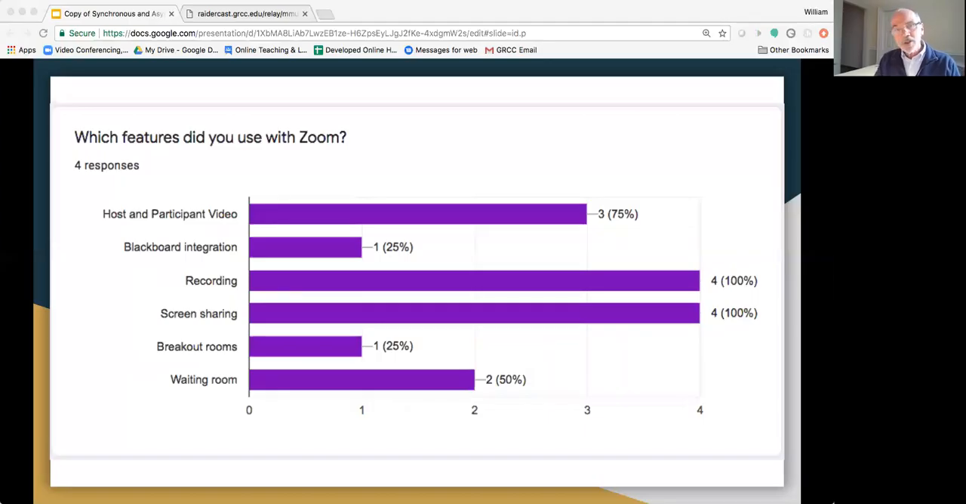So I asked what features they used with Zoom, and they could check all that applied again. The recording and screen sharing features were used by all 4 respondents. Those would have been the things I would have expected, because they're going to make short tutorials and share those, or they may have a live session and record that session for students that were not able to attend it. Again, most of these were voluntary. I don't know that we had any faculty that said it was required for students to log into these sessions. So it was important that they were able to record them and share them.